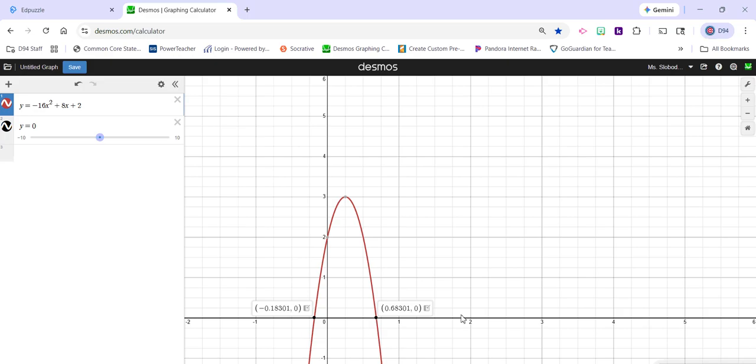Here on the right, though, at 0.68301, that makes sense. It will take approximately 0.68301 seconds for the birdie to hit the ground. If we want to round to the nearest tenth, we could say about 0.7 seconds to hit the ground, and we would be on target.